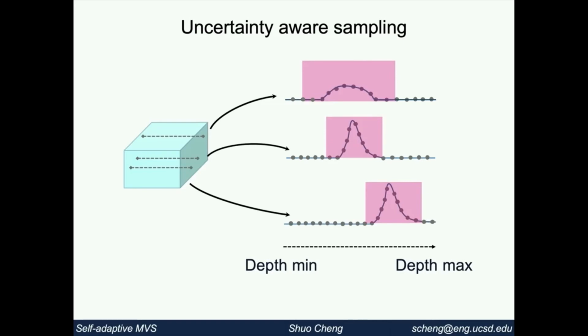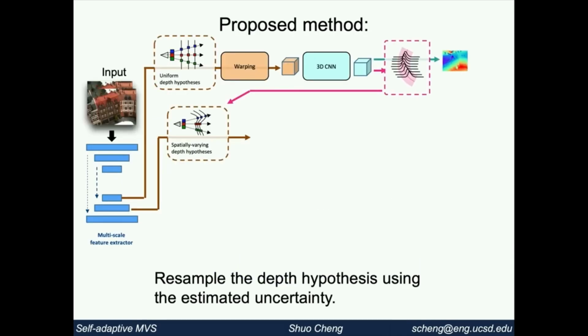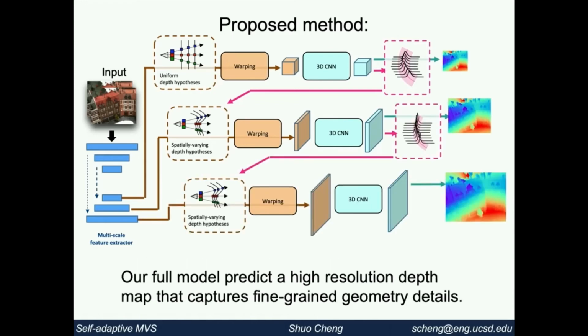And please note that every location has its own probability distribution and its own confidence range. This allows us to generate spatially varying samples that capture the local geometry details and reduce the computational cost. So we resample the depth hypotheses using the estimated uncertainty. And since the uncertainty range is more concentrated, we can reduce the number of depth hypotheses and increase the spatial resolution. Our full model will predict a high-resolution depth map that captures fine-grained geometry details.